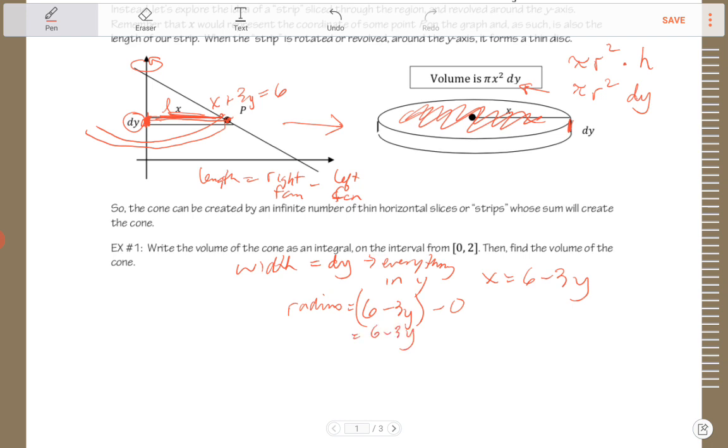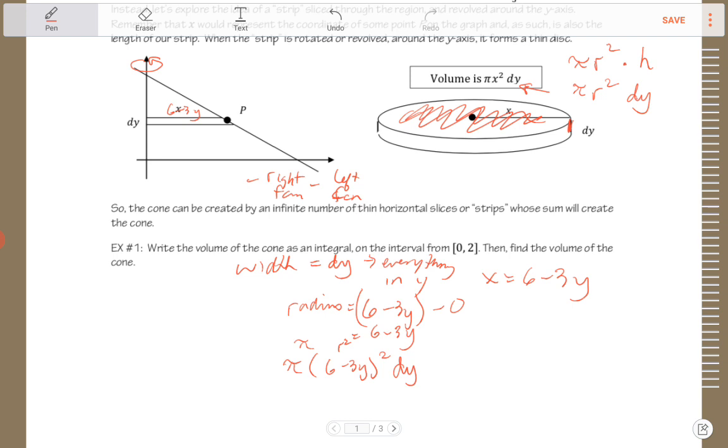Okay, so the radius of our image, this is getting a little confusing here, let me erase all this. The radius of our image is going to be 6 minus 3y. The area, therefore, is going to be represented by pi times r squared, our r being 6 minus 3y, squared. This is our pi r squared, the area of the circle. And then we have to multiply that by its little bit of thickness, which we can call dy. And this represents the volume of just one slice.